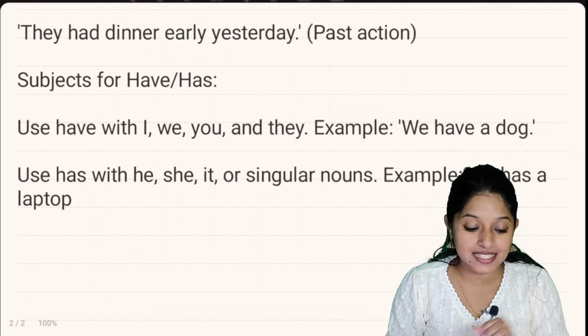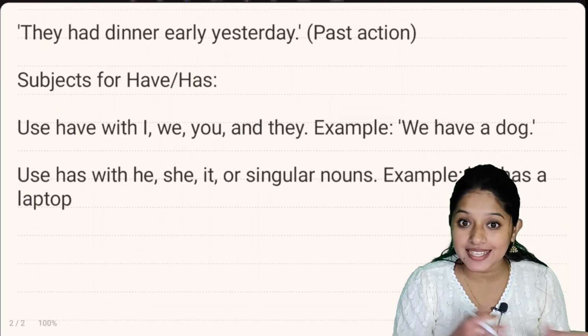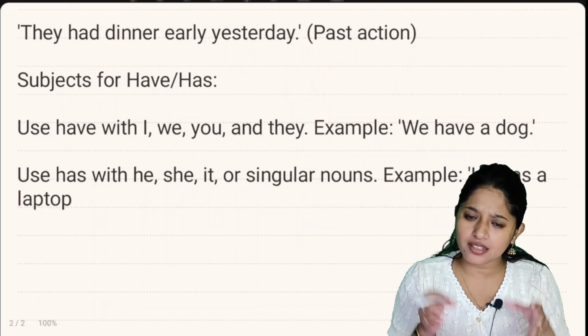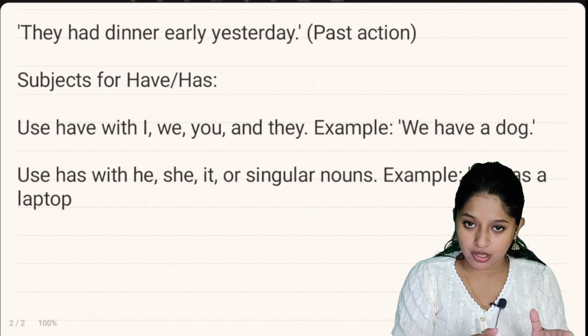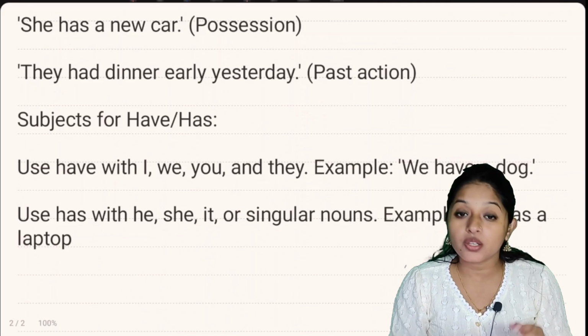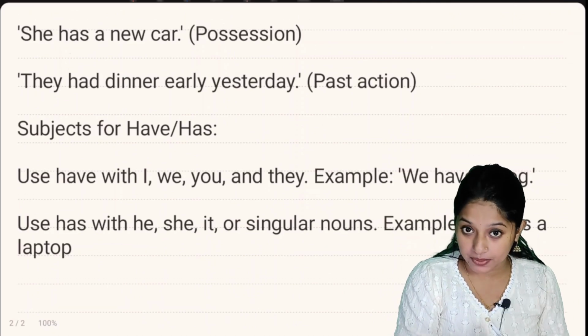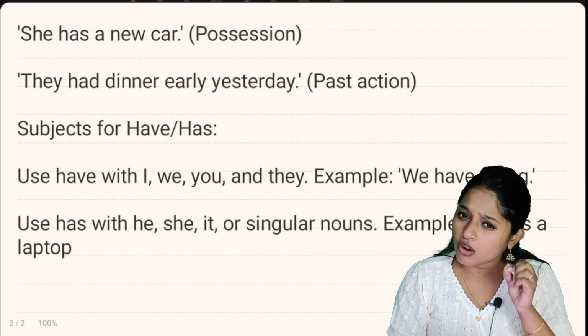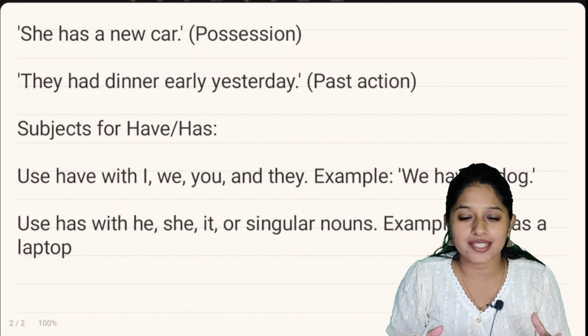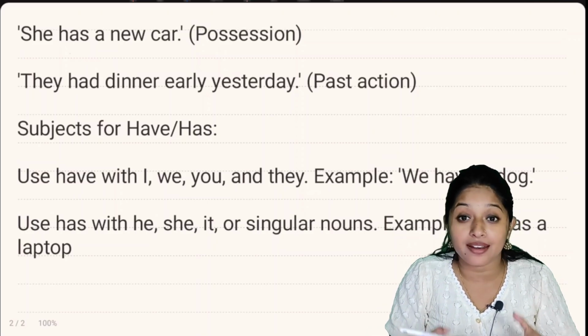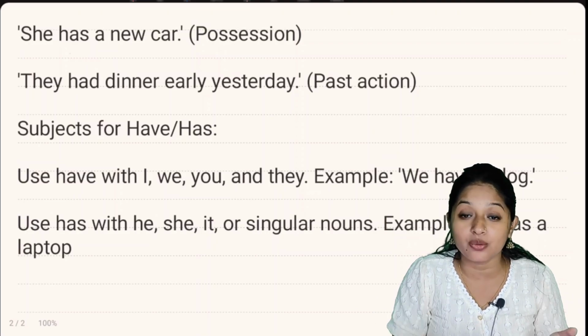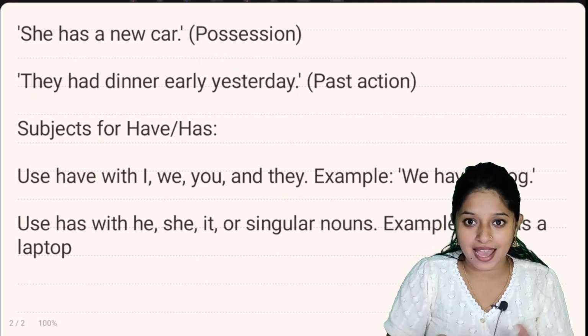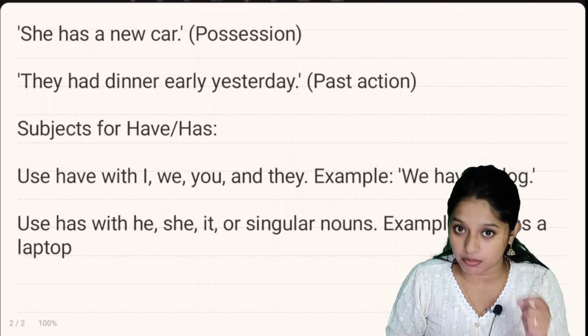Let's see the next sentence. They had dinner early yesterday. This is just a normal past action. So had dinner. We have already seen the examples, right? There are always a lot of questions asked about where we can use these words have, has, and had. So let's see the subjects here.